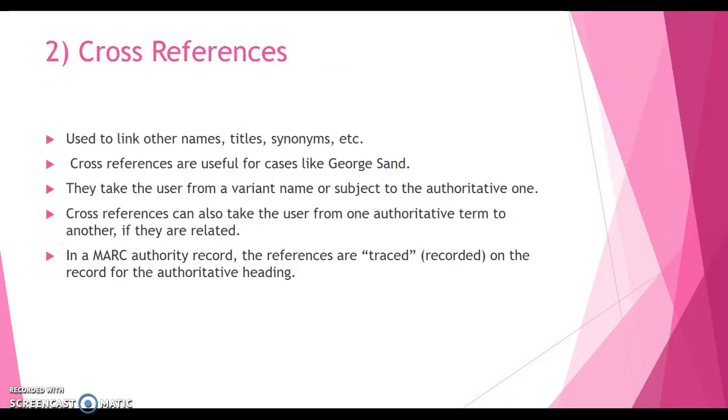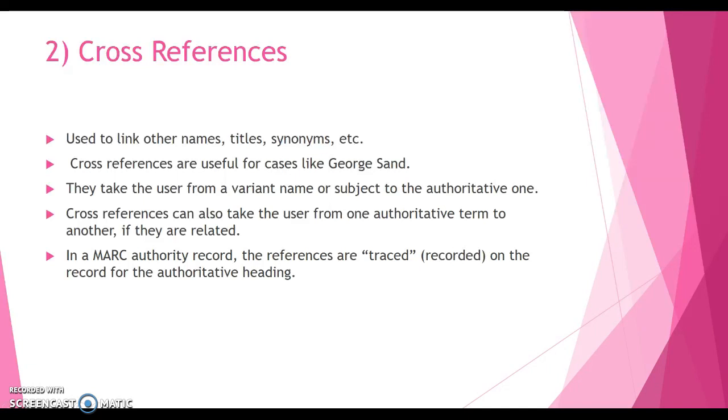That leads me right into the second part, which is cross-references. These are useful for cases like George Sand, where she uses a pen name, so there are different names that might be used to refer all to the same person. They're used to link other names, titles, synonyms, and they take the user from a variant name or subject to the authoritative one. So that's what I was talking about, where a user might search for a different name or a synonym to the subject that they're looking for, and the cross-references allow them to find all related information.